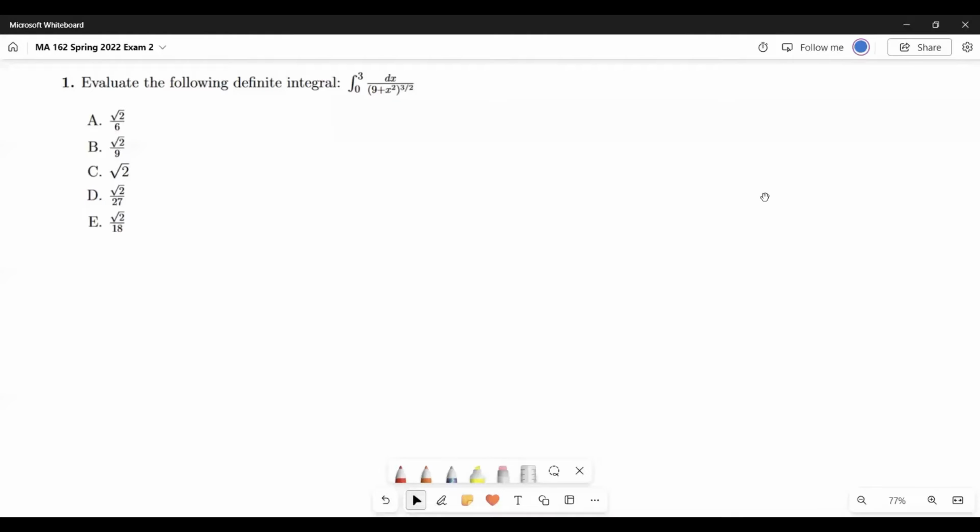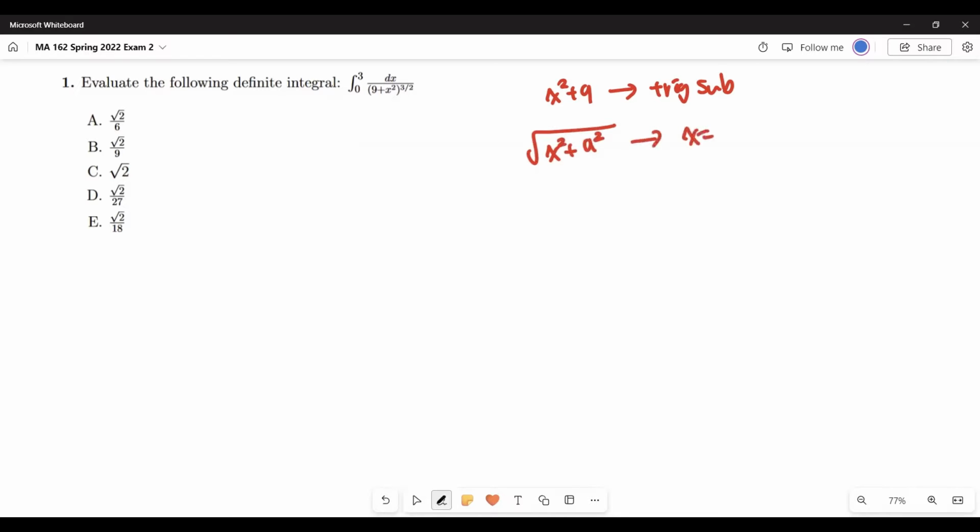So this question asks to evaluate the following definite integral. If you look at the integral, there's an x squared plus 9. This tells you to use trig substitution. And we see a square root of x squared plus a squared, so x equals a tangent theta. We're going to use this formula.